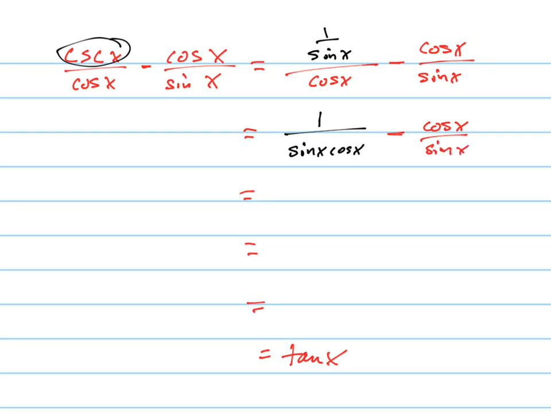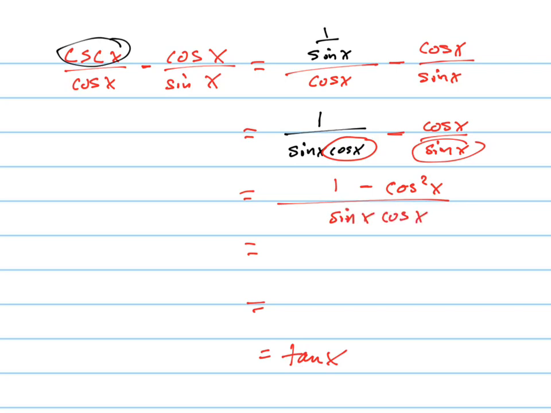Now, what you can do right now is recognize that you're going to have to get common denominators here, right? I wasn't supposed to cancel those out. So the next step will be to rewrite this as 1 minus cosine squared x over sine x cosine x.